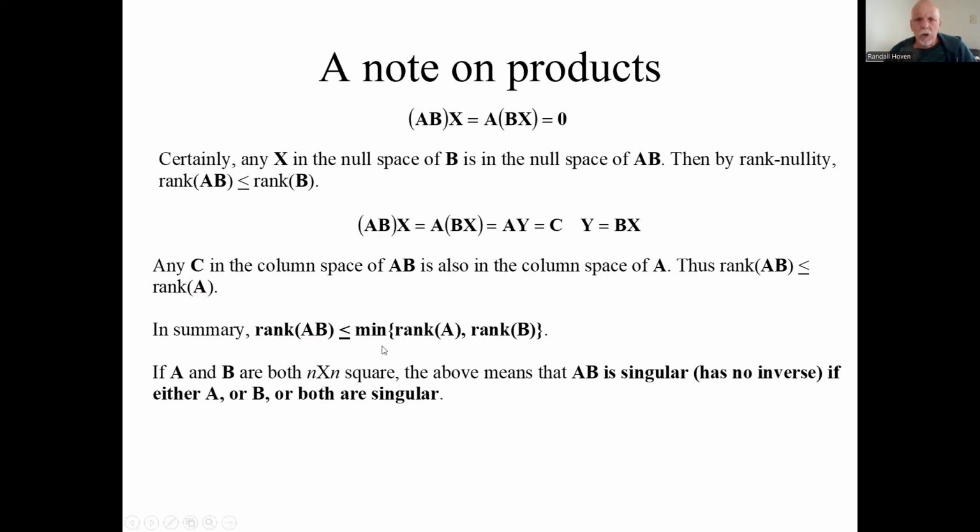So the rank of a product is no bigger than the rank of either matrix in that product. And in particular, we're looking at square matrices. What that is going to mean is if either A or B or both are singular, so is their product. We now have that little fact to put in our pocket.